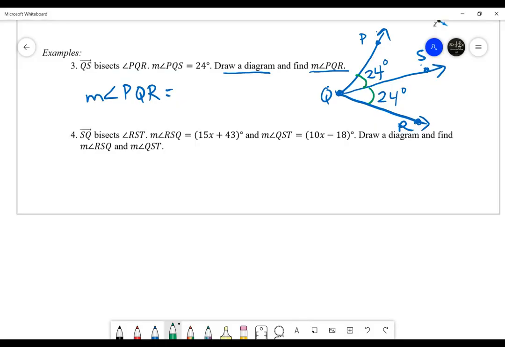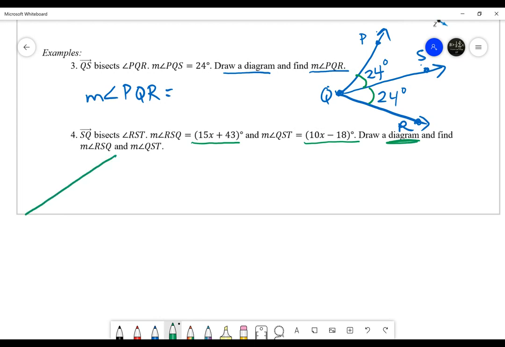So this last example here, SQ bisects RST. It's giving me this measurement for RSQ. It's giving me this measurement for QST. Draw a diagram. So first draw a picture and then find those angles.